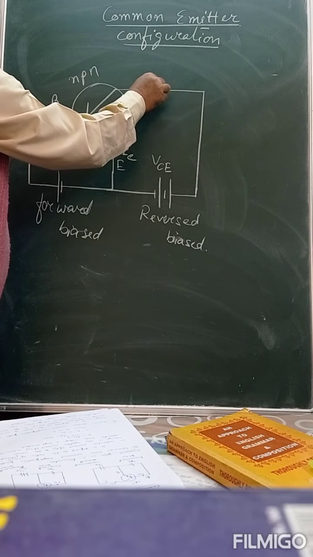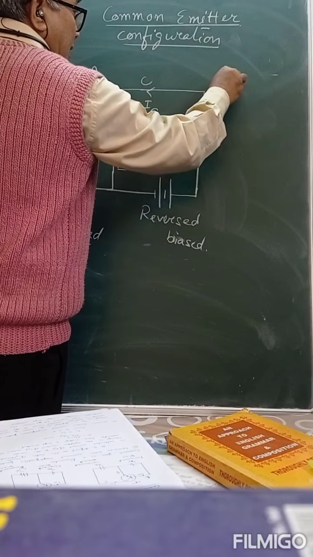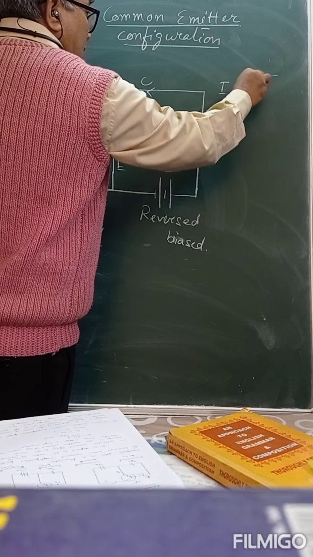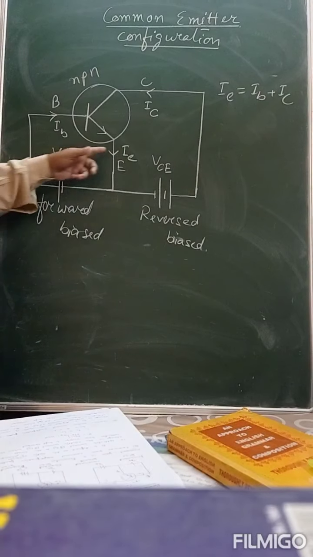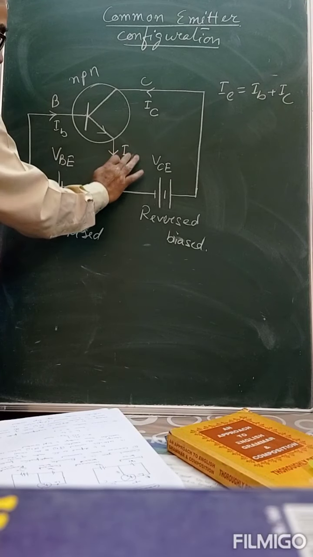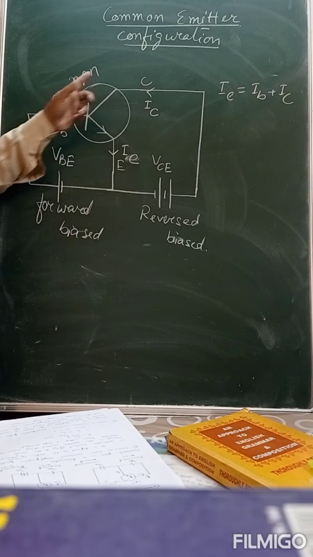Okay, so this will be the direction of emitter current, this will be the direction of base current, and this will be the direction of collector current. We already wrote that emitter current is equal to base current plus collector current. So this is the emitter current, this is the base current, this is the collector current.